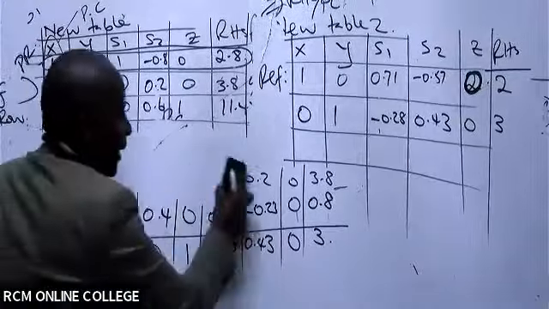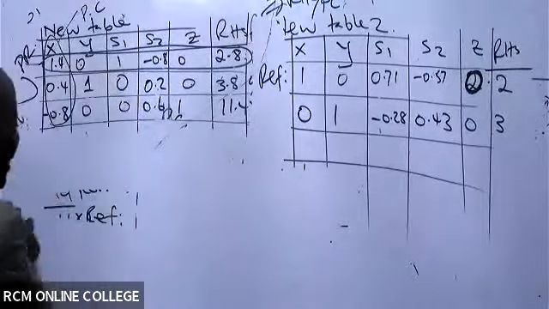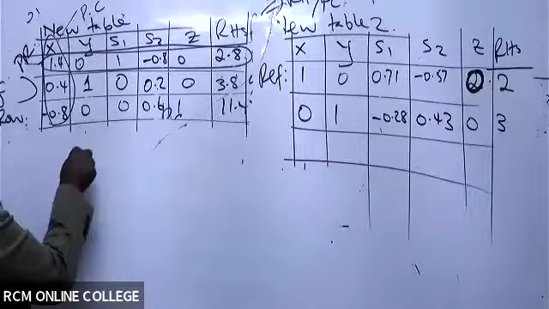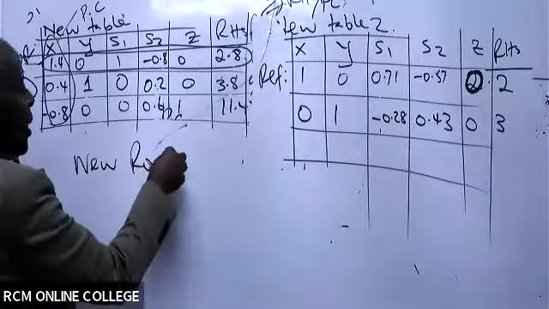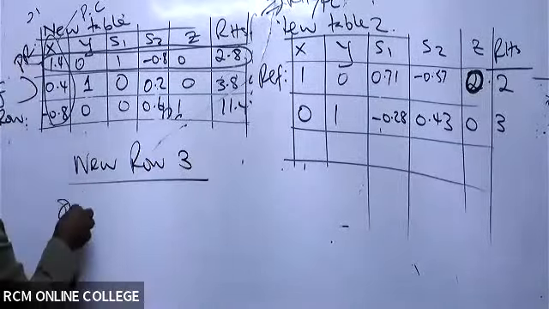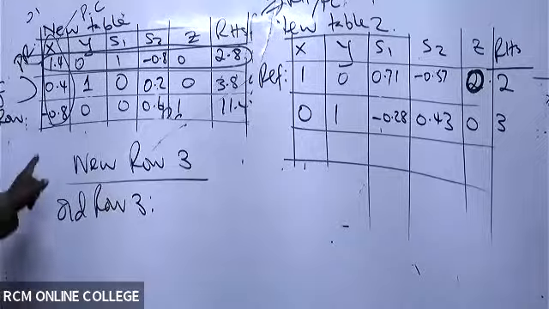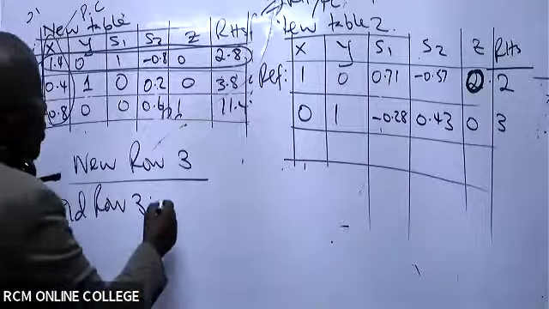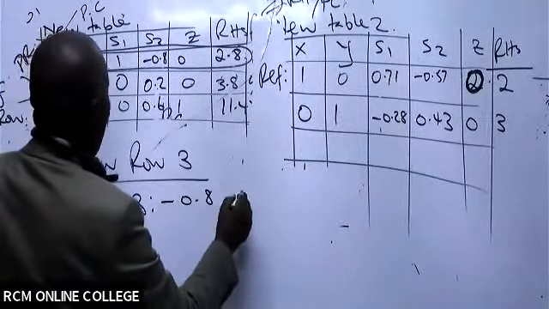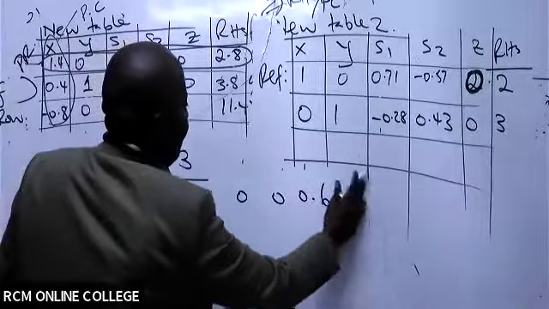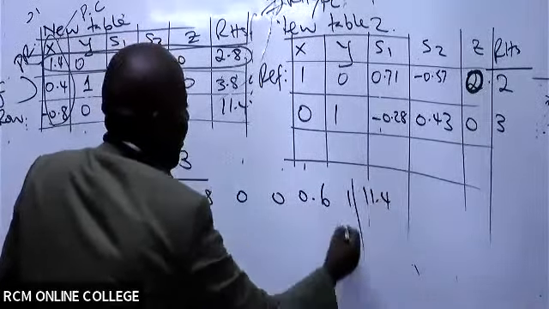Please understand. So the last step, as I disappear, come and give me new row 3. So new row 3, give me the old row 3. The old row 3, what we have here is minus 0.8, 0, 0, 0.6, 1, and then we have 11.4.